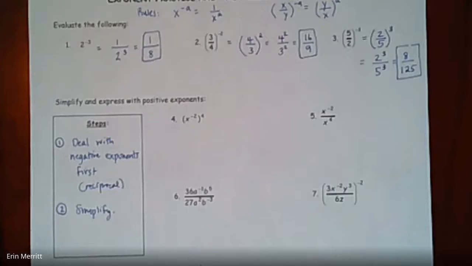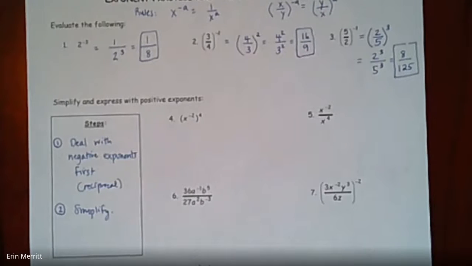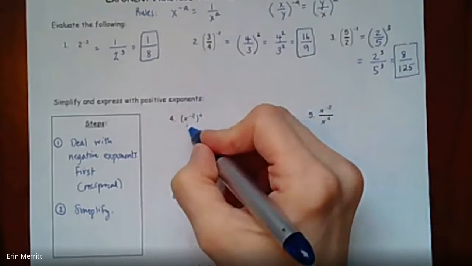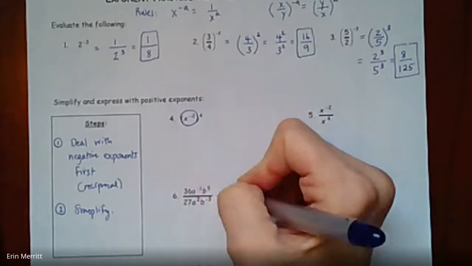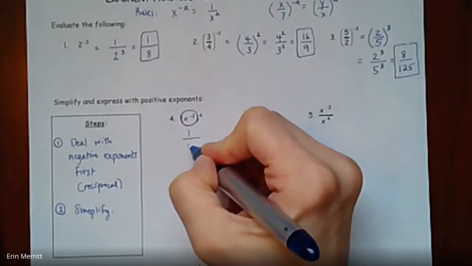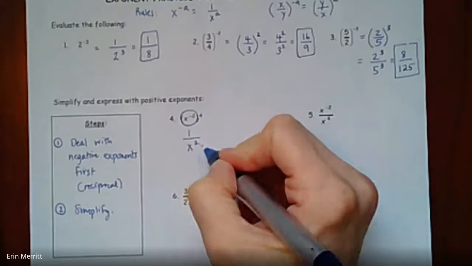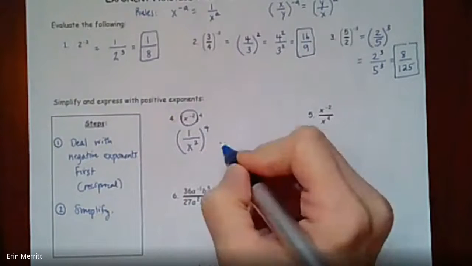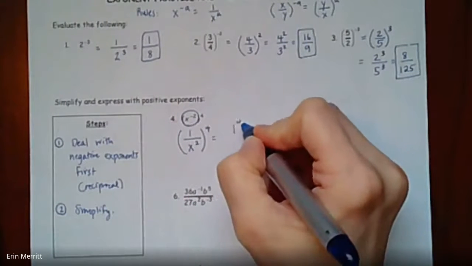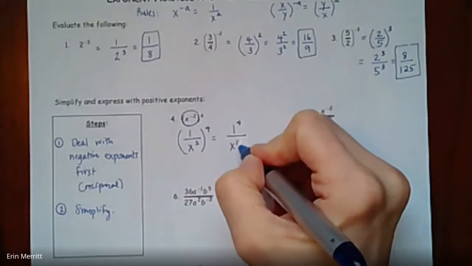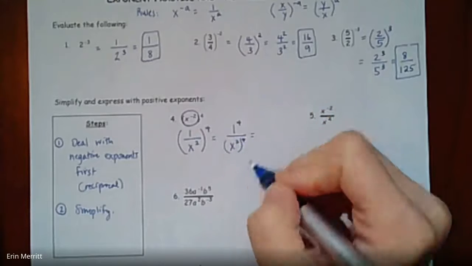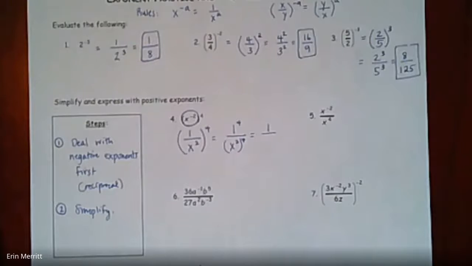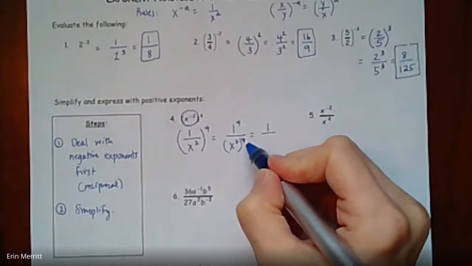So if I take my own advice right here and try this very first one, to deal with the negative exponent first means I would take this and flip it on over. That would make it 1 over x to the positive second. And then I'm going to raise that whole thing to the fourth power. That means I do 1 to the fourth power, and I do x to the second raised to the fourth power. Well, no matter how many times you multiply 1 by itself, it's still 1. And then here, power raised to a power, you multiply.